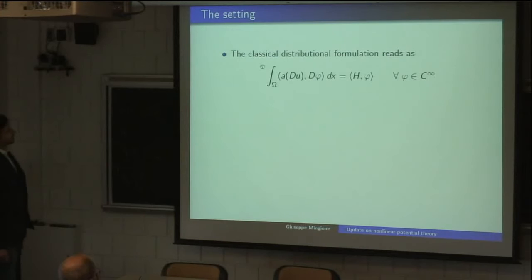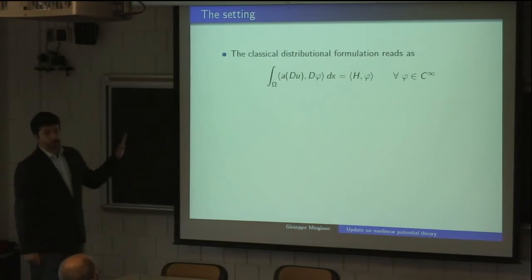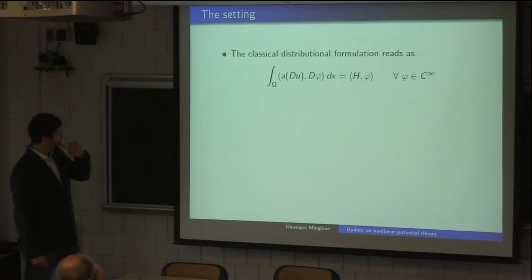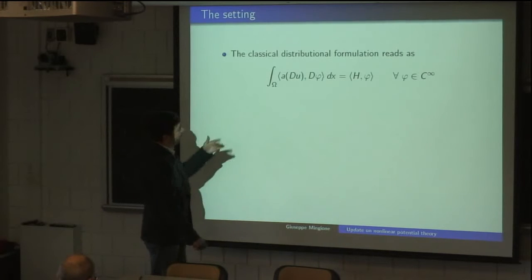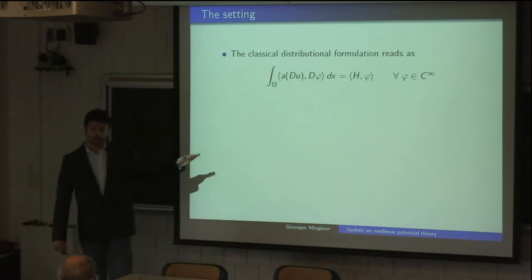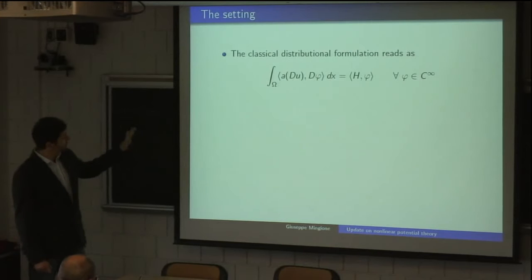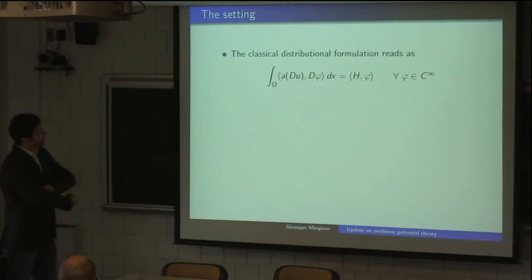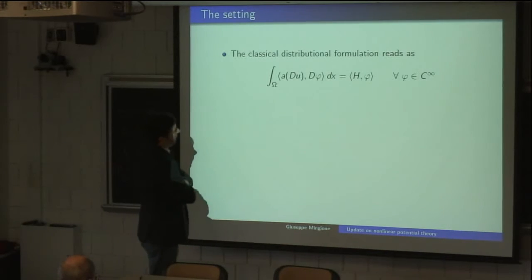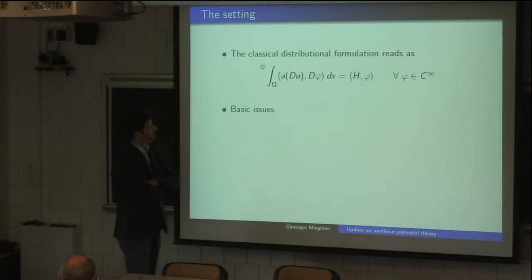Okay, the classical distributional formulation reads as follows. You formally test by phi, you integrate by parts, and then you get this. So a solution is something which satisfies this equality for every possible choice of the test function phi.